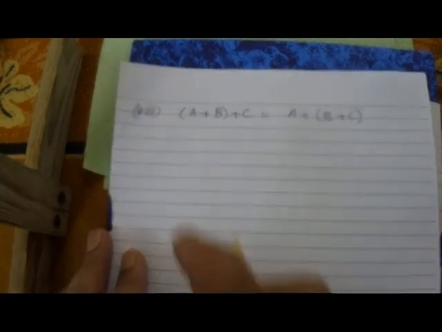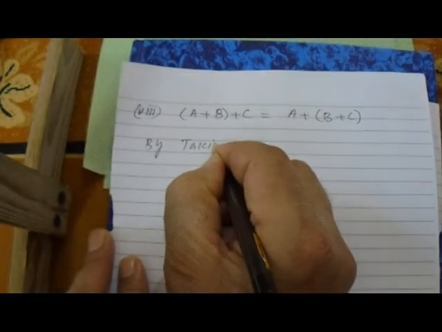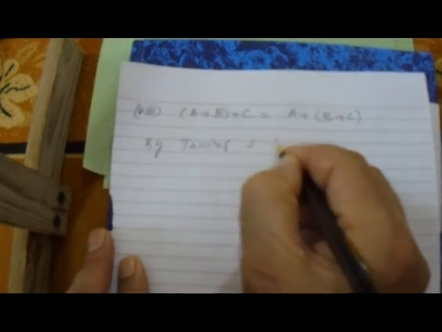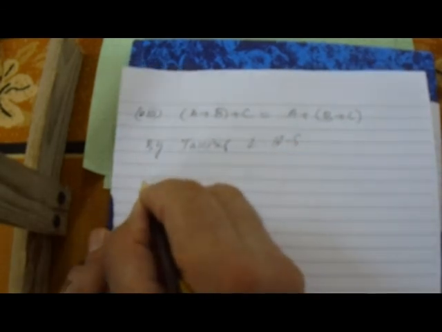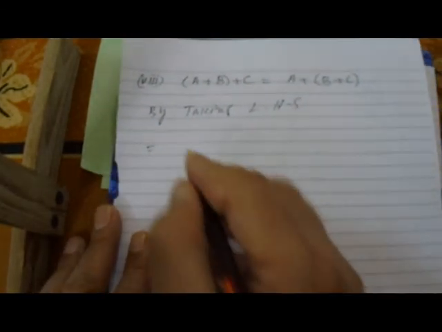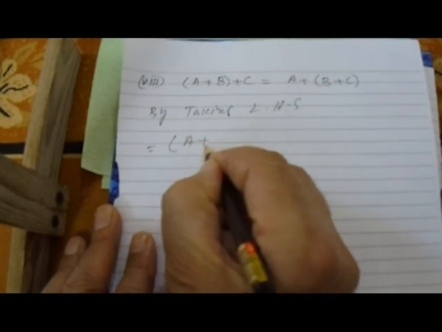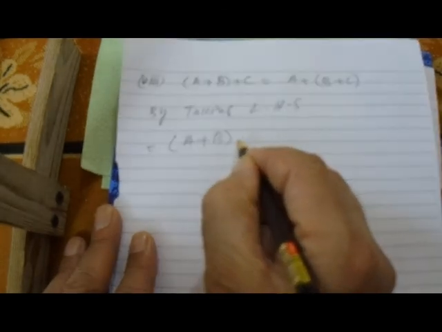7th, 8th. Now this is our 8th question. Now by taking the left hand side, we write here is equal to A plus B plus C.